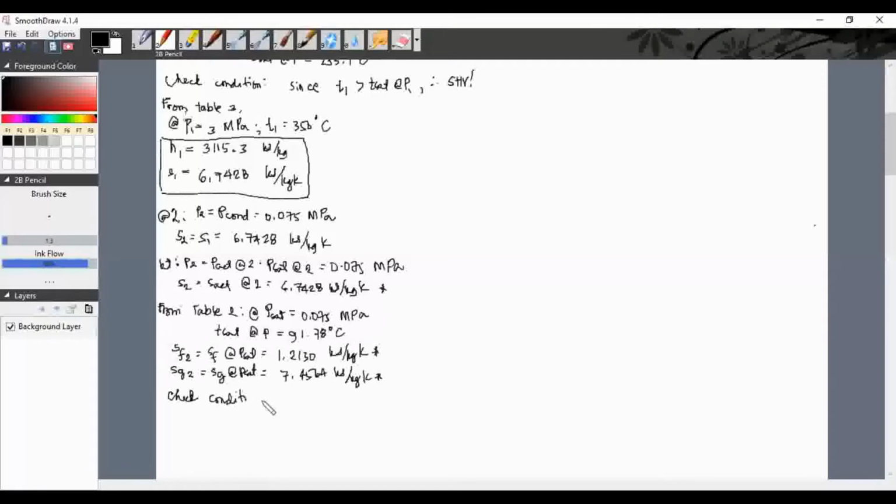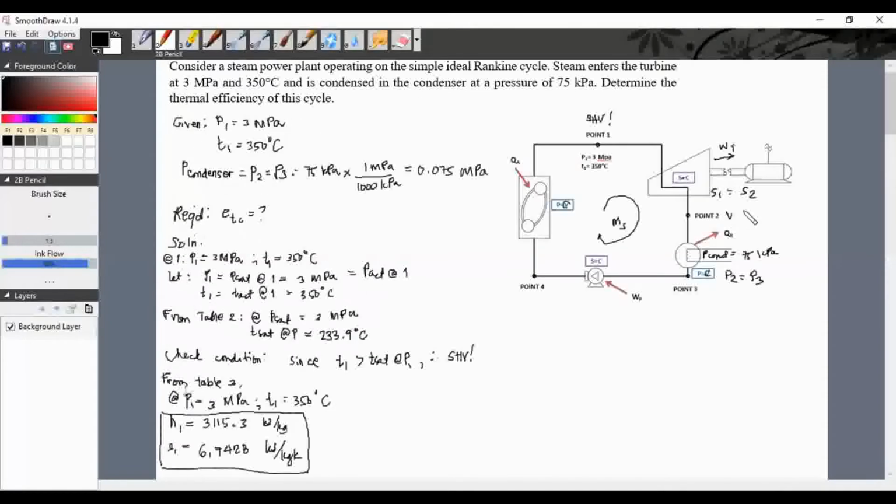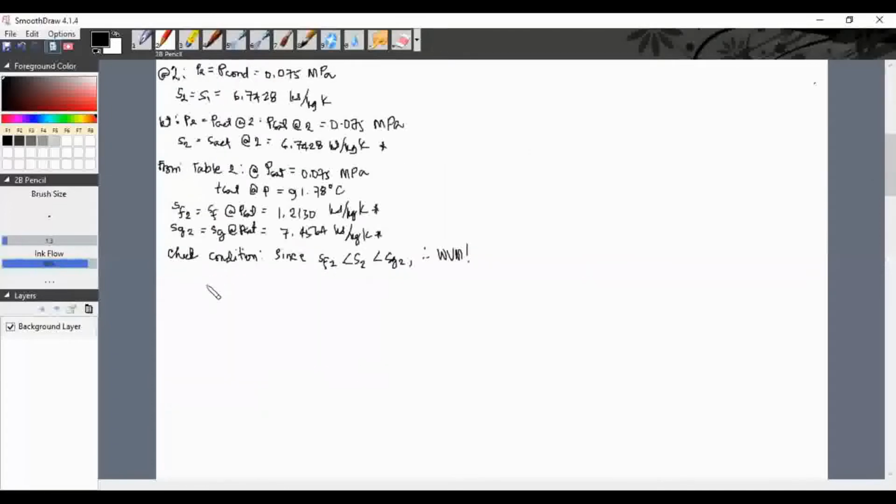So, check condition. So, since ano masasabi natin? S sub F2 is less than S2 is less than SG2. Therefore, it is a wet vapor mixture. So, at point 2, ito pala ay wet vapor mixture. So, kapag ideal naman talaga, wet vapor, no? So, since wet vapor mixture siya, meron siyang quality na tinatawag, no? Yung amount o yung fraction ng vapor sa buong system at point 2.